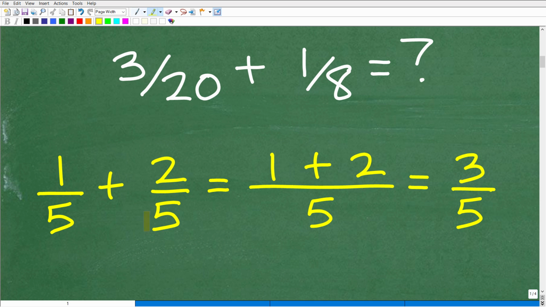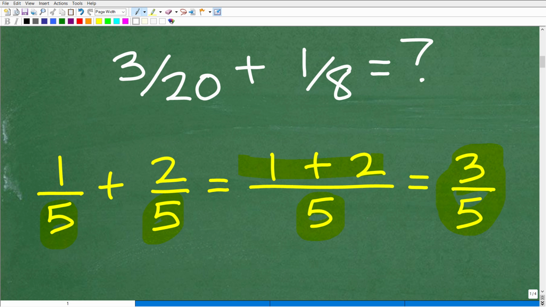When we want to add or subtract fractions, the denominators must be the same. So for example, if I have 1/5 plus 2/5, I can add these fractions because the denominators are the same value. It's 5, right? So all we do here is simply add the respective numerators. In this case, it's 1 and 2. So 1 plus 2 is 3. So our final answer is 3/5.